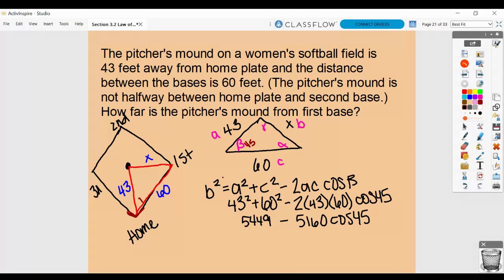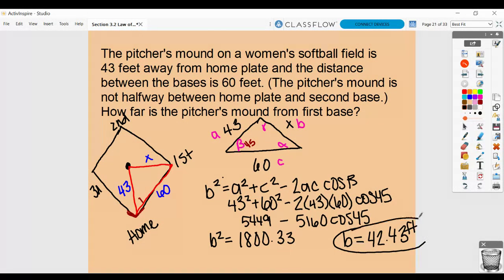Now you can put this into your calculator. So 5,449 minus 5160 cosine of 45, and B squared is 1800.33. So B, remember you have to take the square root. You end up getting 42.43. So the pitcher's mound is 42.43 feet from first base.